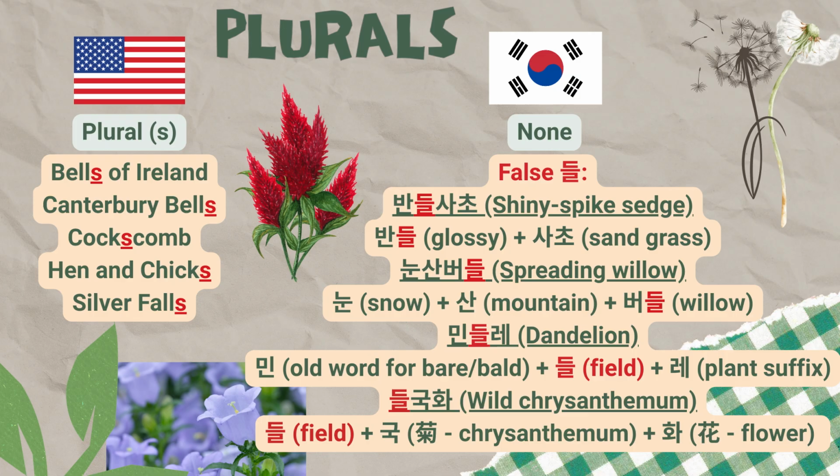However, there are false plural markers that were part of plant names or other morphemes that represent different nouns, such as 반들사초, shiny spike sedge, where the tul is part of 반들, meaning glossy, or 눈산보들, spreading willow, where the tul is part of the name 보들, meaning willow. Or mindul dandelion, or tulgukhwa wild chrysanthemum, where the tul means field.